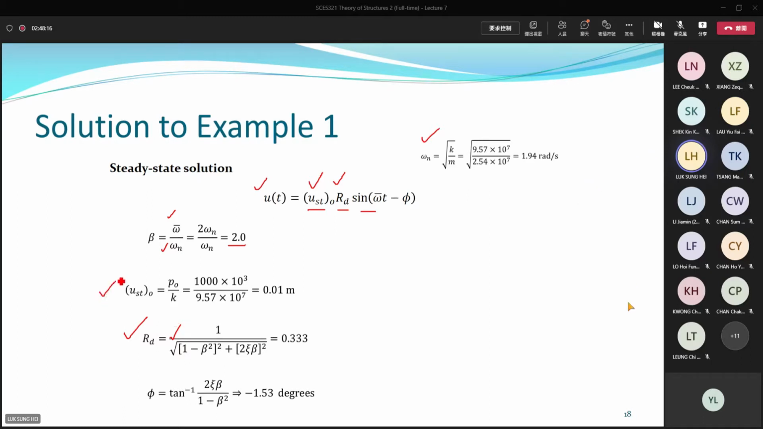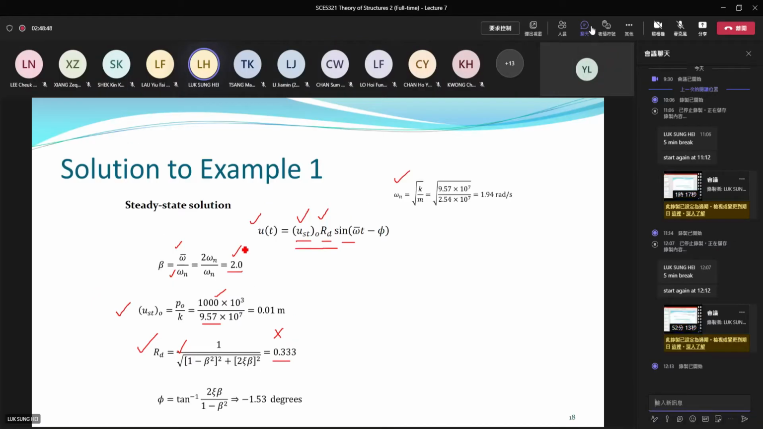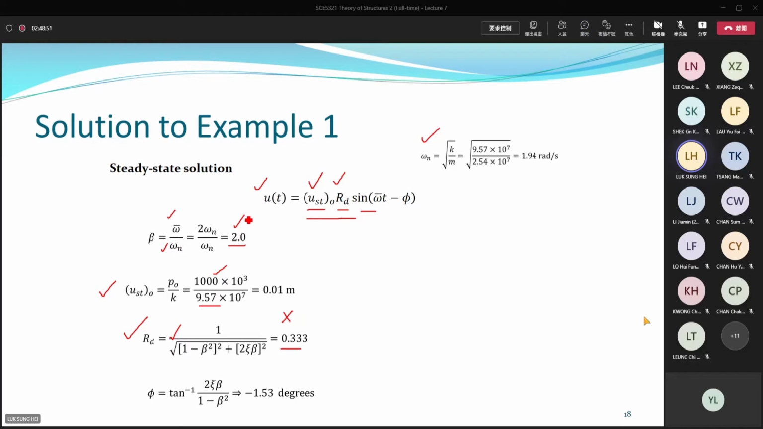UST, the static component, is equal to P over K. P is the force amplitude, 1000 kilonewton, according to the question. K is also given in the question. So the ratio gives you 0.01 static. You know the dynamic magnification factor, 0.333. So the product gives you the displacement amplitude for this dynamic system, lesser than the static one, because of high frequency. Higher frequency tends to reduce the displacement amplitude. I also calculate the phase angle for reference.